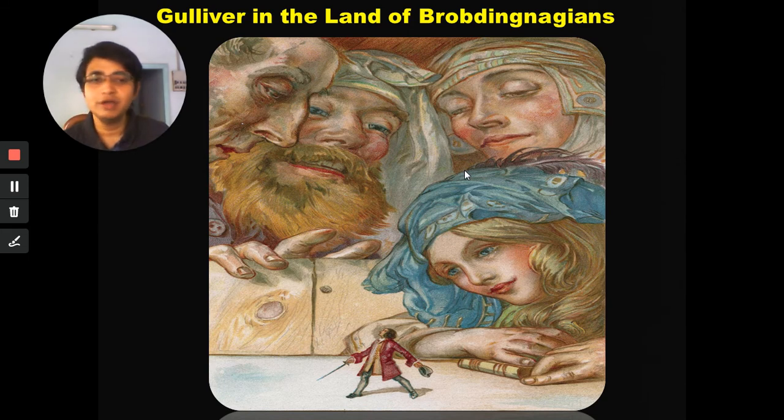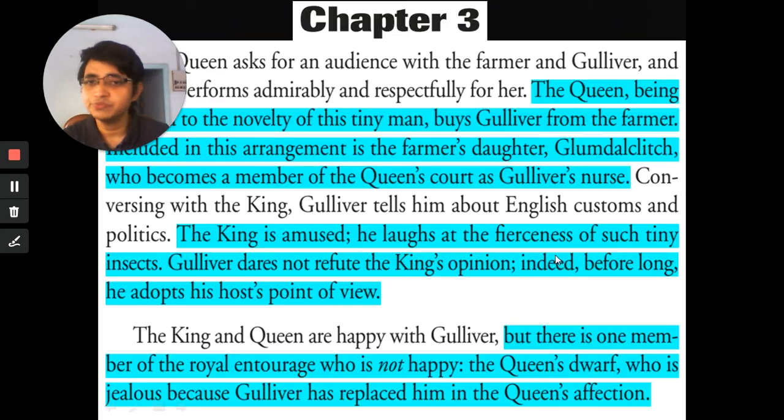This is an artist's visualization of Gulliver in the land of the Brobdingnagians. দেখতে পাচ্ছ চারিদিকে বিরাট বড় বড় মুখ, চেহারা, তার মধ্যে ছোট্ট গালিভার দাঁড়িয়ে রয়েছে. And this is perhaps the farmer's daughter, Glumdalclitch.